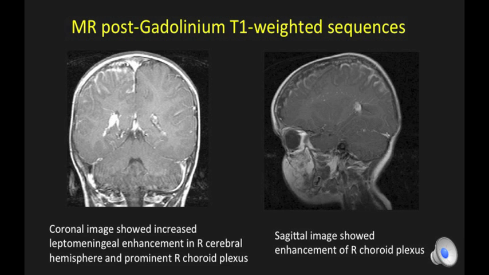The coronal image on the left side of your screen showed increased leptomeningeal enhancement in the patient's right cerebral hemisphere and prominent right choroid plexus. The sagittal image on the right side of the screen showed enhancement of the patient's right choroid plexus.